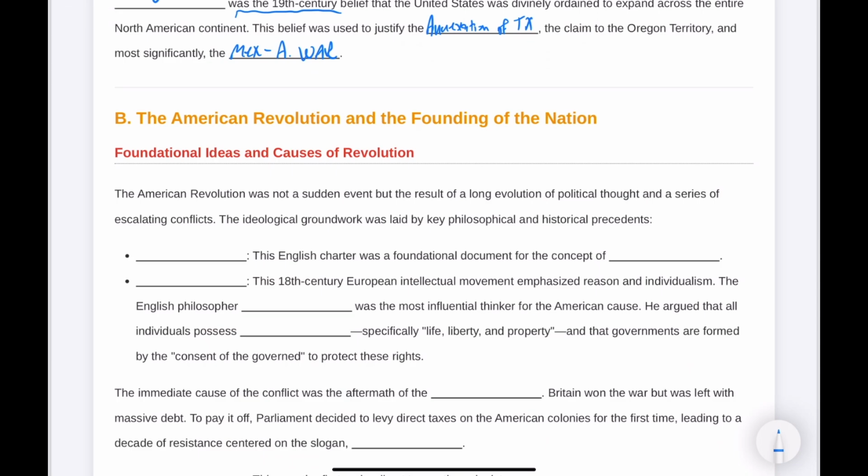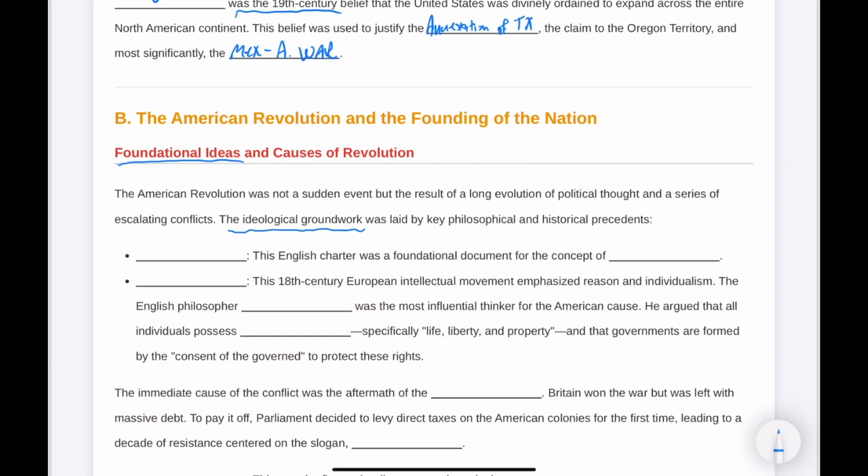All right, now let's go on to the second test specification for your exam, which is all about the American Revolution. Now, your exam is going to ask you to demonstrate your understanding of the foundational ideas and causes of the revolution, so let's get into that right now. The American Revolution was not a sudden event, but instead it was the result of a long evolution of political thought and a series of escalating conflicts.